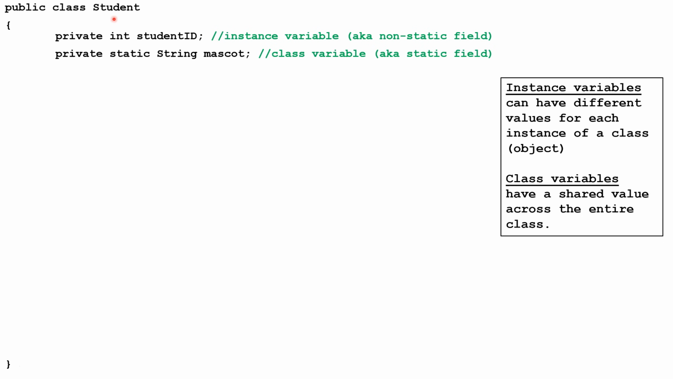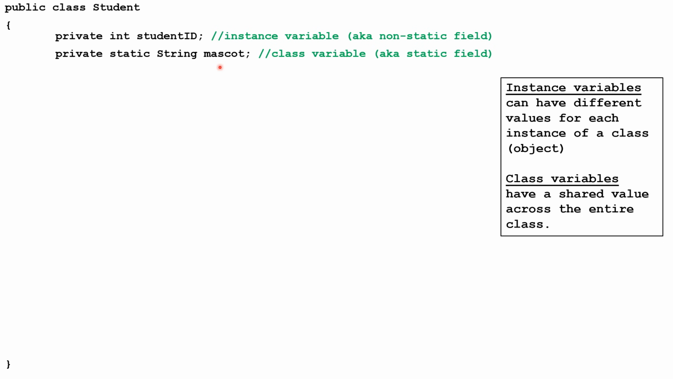And we know it's non-static because it doesn't have the word static here. Now, instance variables can have a different value for each instance of student. And that's what we want, because the student ID should have a different value for each student. Down here we have a static field, also known as a class variable. And we know it's a static field because it says static here. Now, this value mascot, since it's a class variable, will have the same value across all instances of student. This variable belongs to the class.